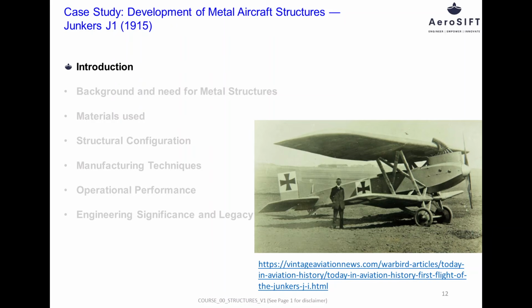The Junkers J-1, developed in Germany during World War I, is widely recognized as the first practical all-metal aircraft. Designed by Hugo Junkers, it represented a revolutionary shift from traditional wood and fabric construction to metal aircraft structures, laying the foundation for modern aluminum airframes. The J-1 demonstrated that metal could be successfully used to achieve higher strength, durability, and reliability in aircraft design.